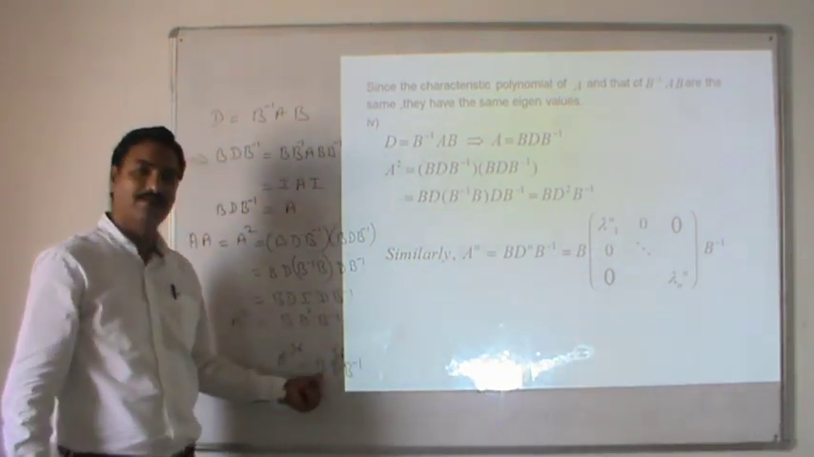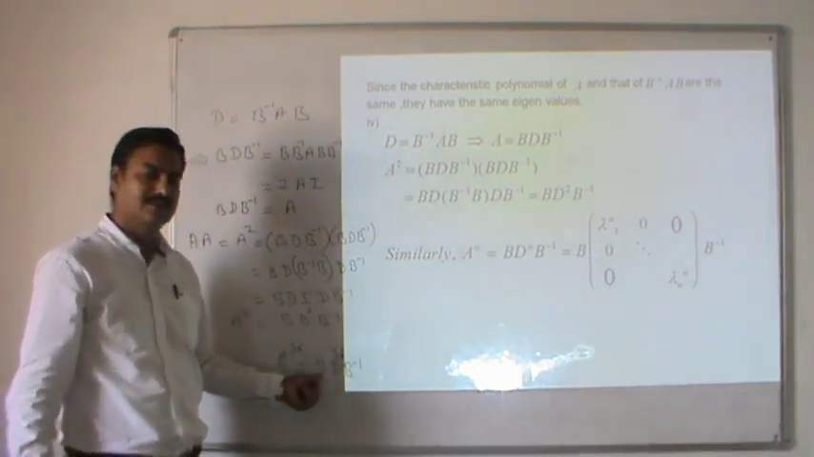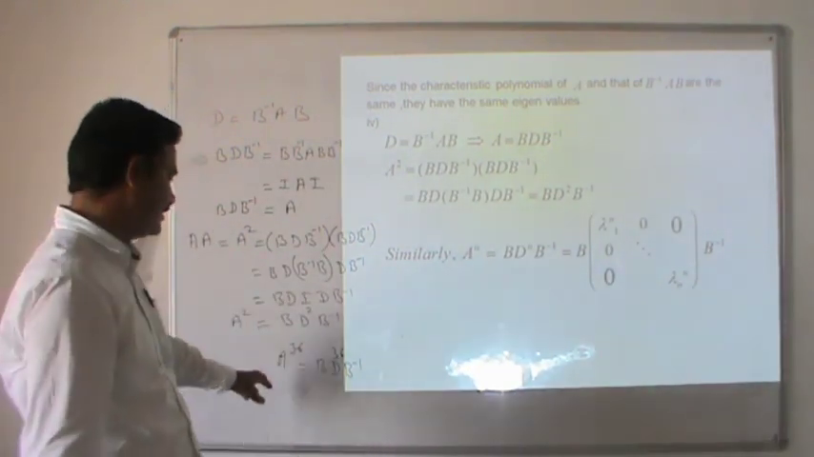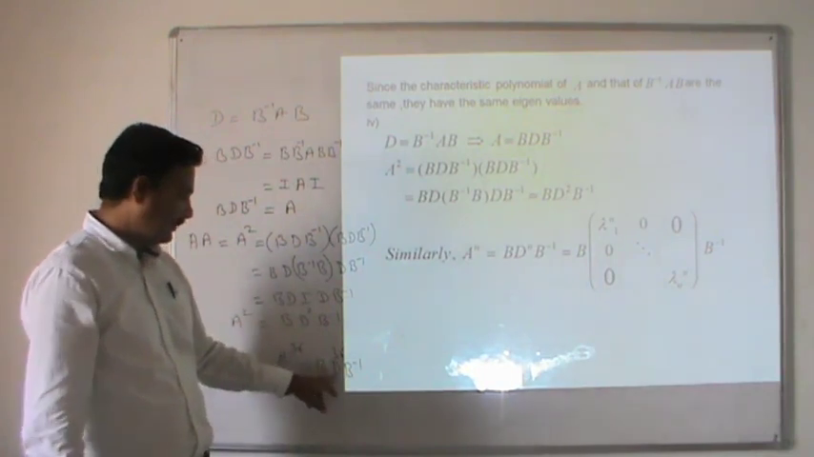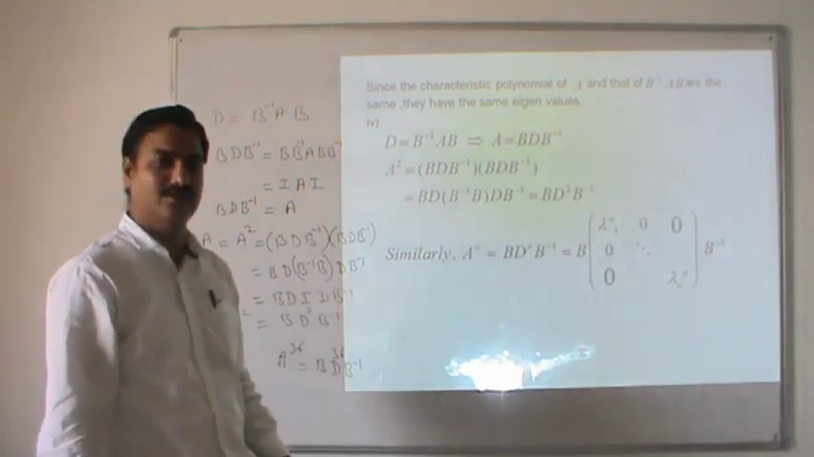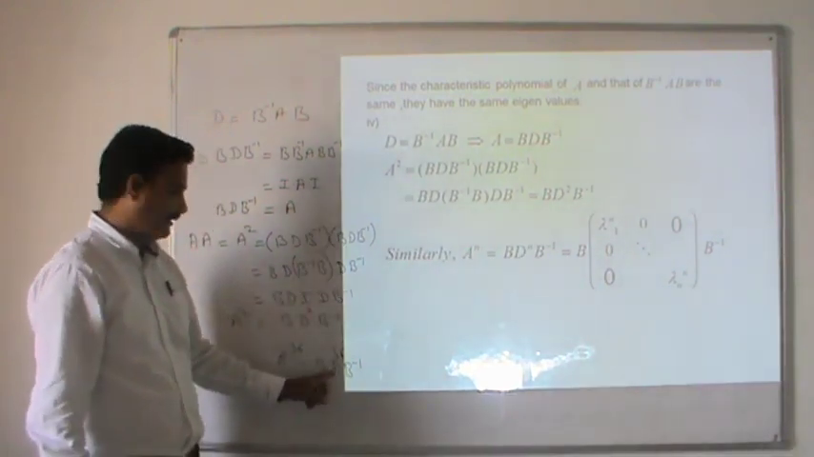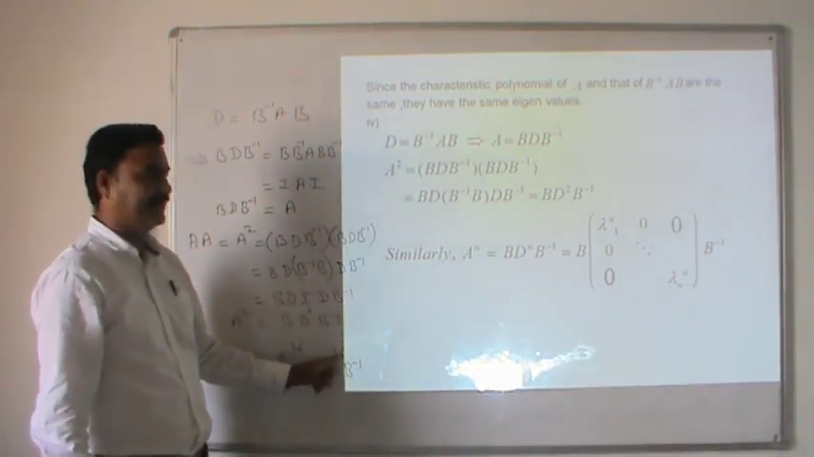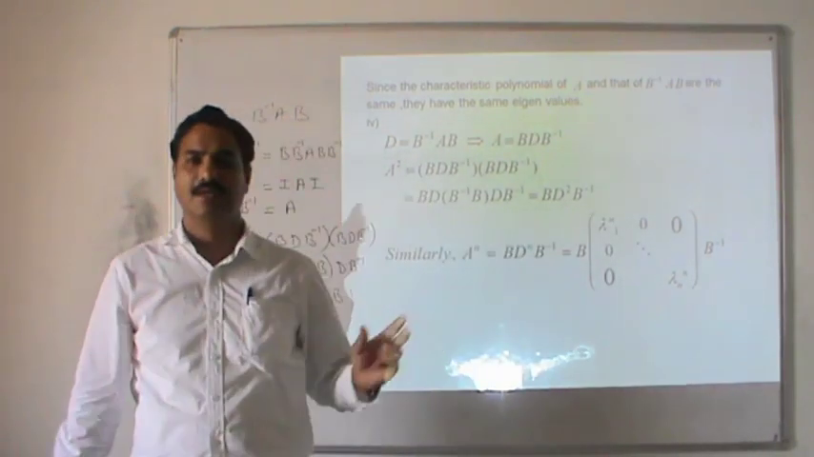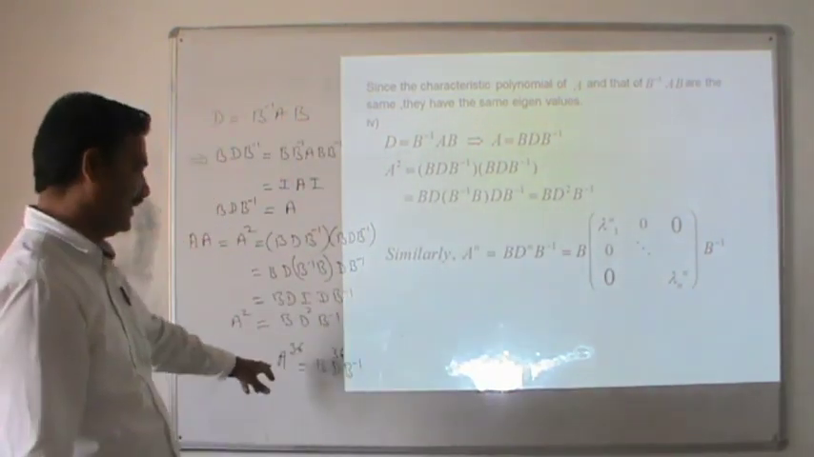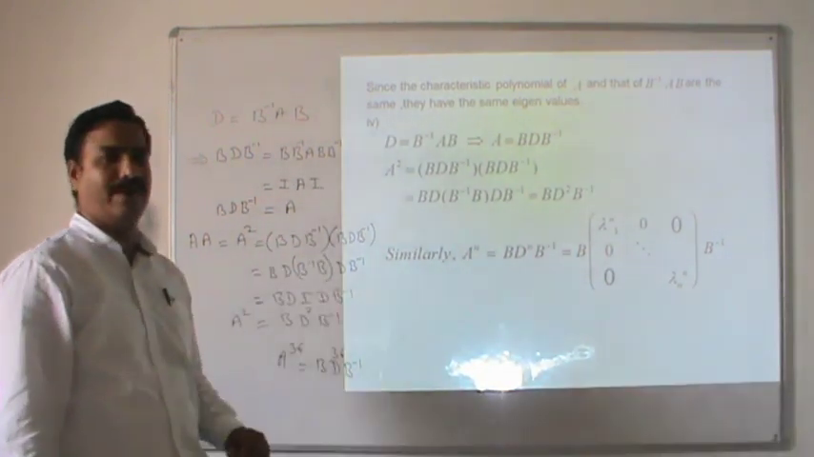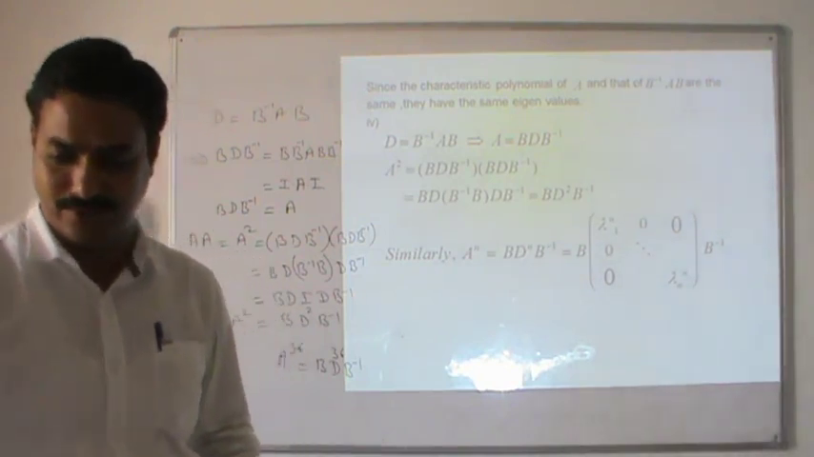Where B is the modal matrix, which is a non-singular matrix consisting of the eigenvectors of matrix A. And this capital D represents the diagonal matrix, whose principal diagonal elements are the eigenvalues of A. D to the power 36, we can easily calculate by putting the power 36 over all the eigenvalues of A. In this manner, we can easily find any higher power of a matrix by using the diagonalization process.